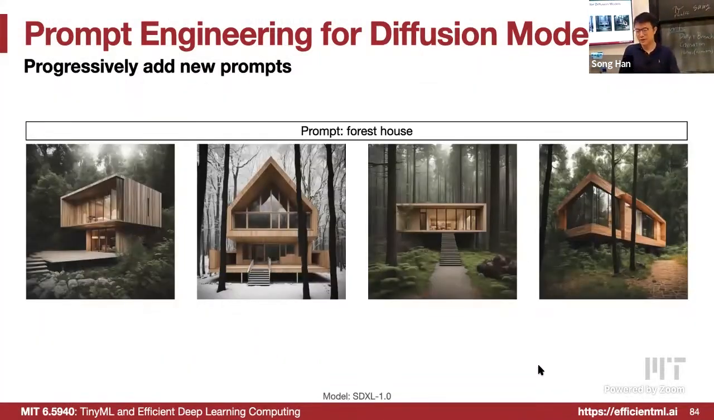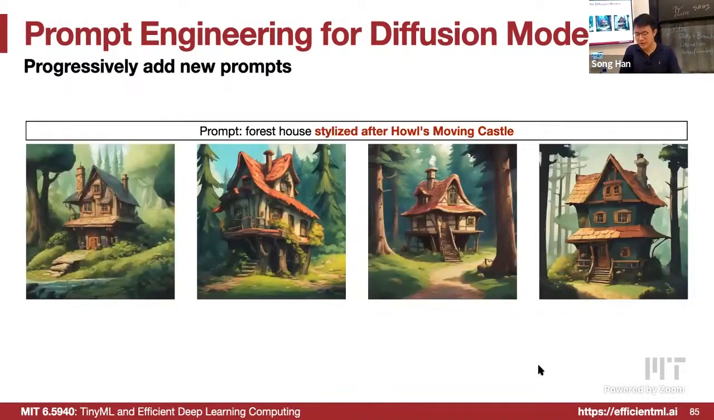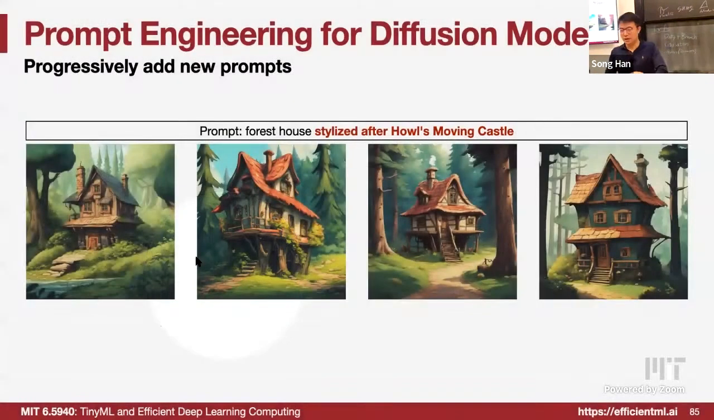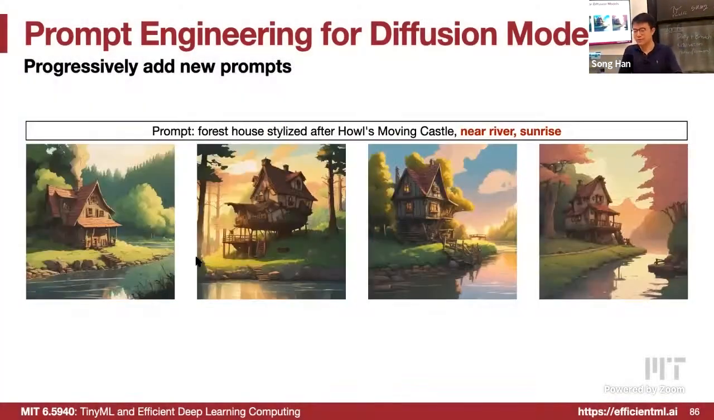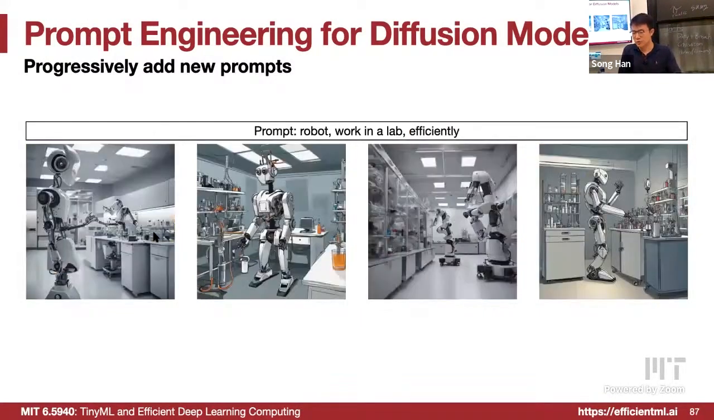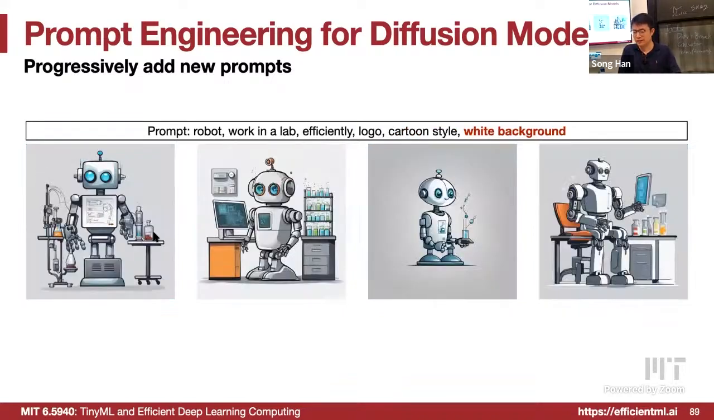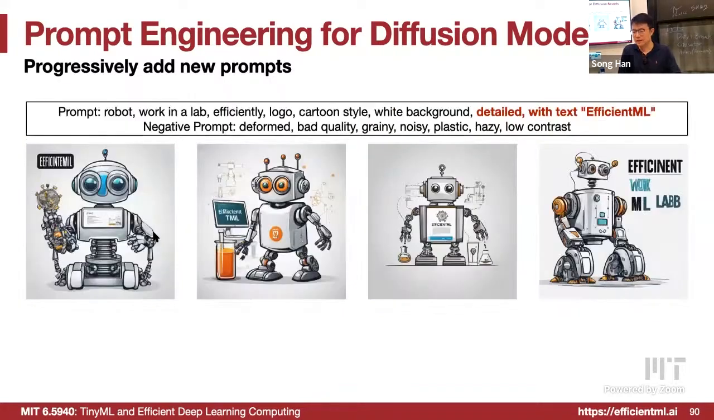So here are more examples of the prompt of a forest house. And if you prompt it with a stylized Howl's Moving Castle, it becomes much more different. And if we just continue, add more prompts: near a river, sunrise. And then this is the prompt of a robot working in a lab efficiently, plus the new prompt logo, cartoon style, and also white background, and detailed with text, EfficientML. So the more prompt, the more detailed it will be.